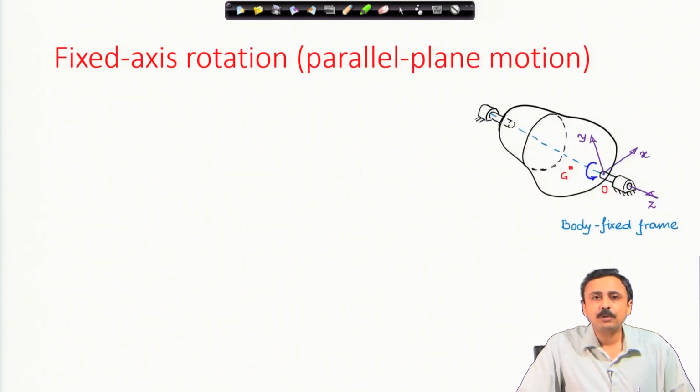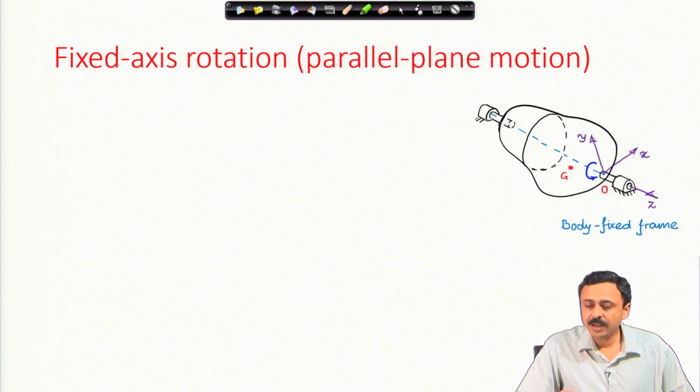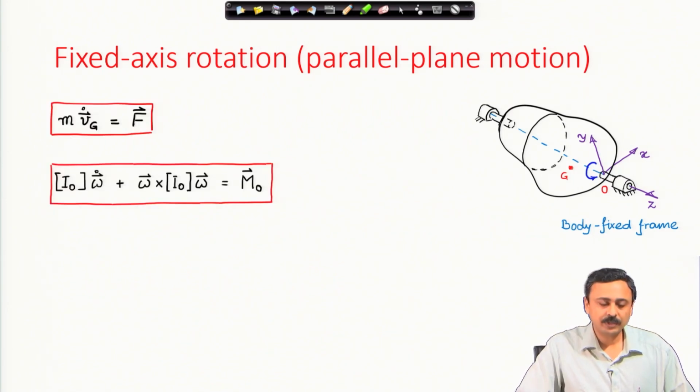Now, we had discussed this fixed axis rotation, or what is also known as parallel plane motion. Why is it called parallel plane motion? Because all points of this rigid body are moving in parallel planes. There is a fixed axis. If you consider a body fixed frame as I have shown here, then we can write down the equations of motion for this body.